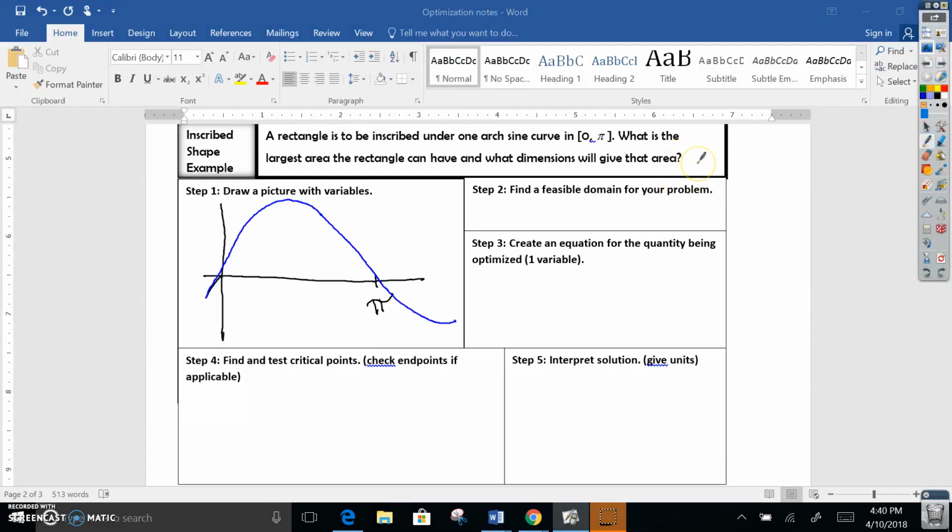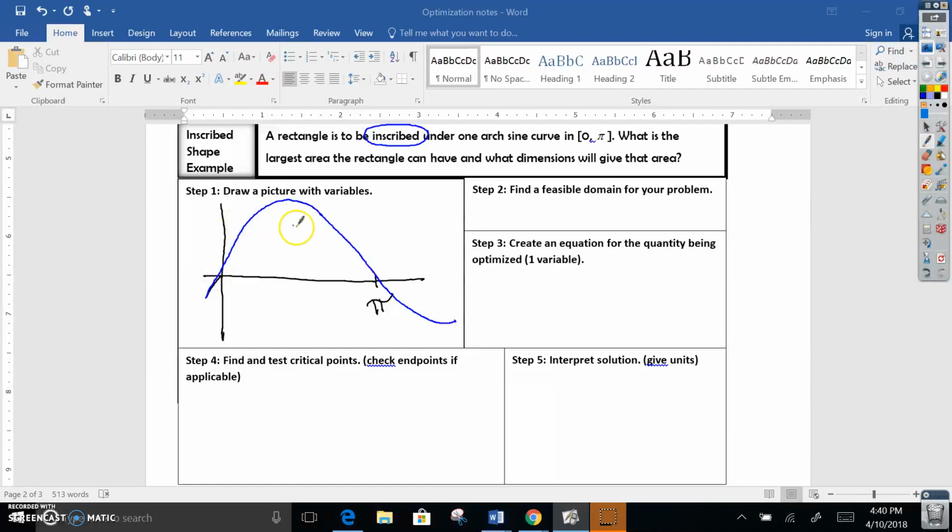Okay, guys, in this example, we are going to go over an inscribed shape example. And it says that a rectangle is to be inscribed. The word inscribed simply means that the vertices are enclosed by a particular curve. This one is enclosed in the sine curve, or the one arch of the sine curve from 0 to pi.